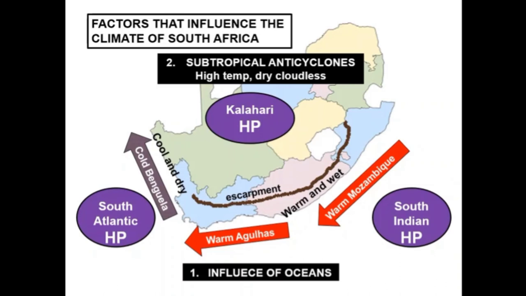The South Indian high pressure has an influence on the climate conditions on the east coast of South Africa, but it also plays a role when it comes to the interior of the country. Then we have the South Atlantic high pressure that has a huge influence on the climate conditions on the western side of our country. Okay, now the South Indian high pressure, how does it play a role?